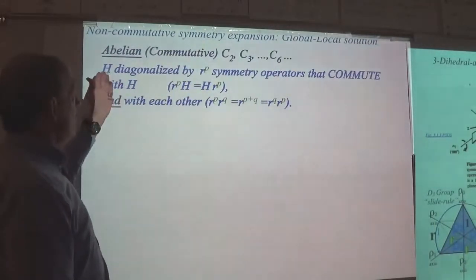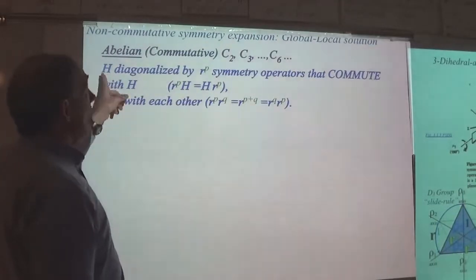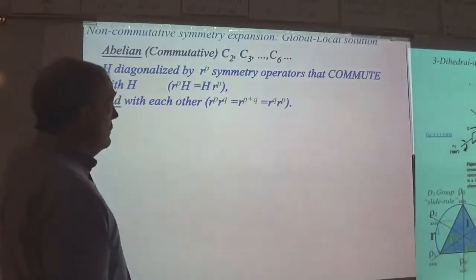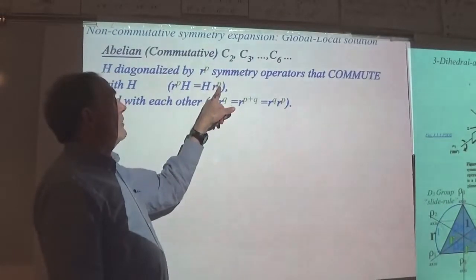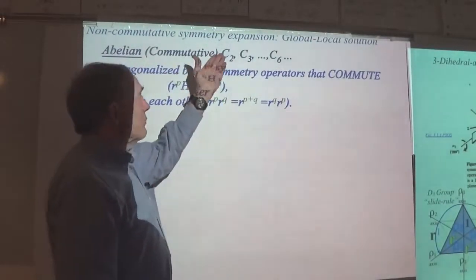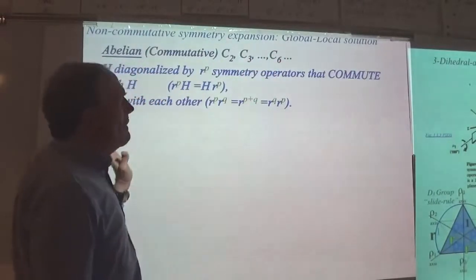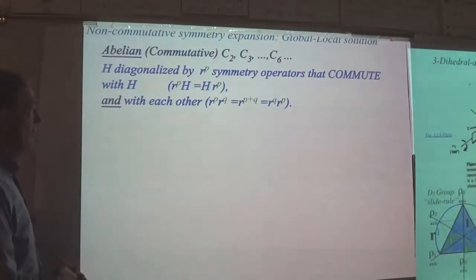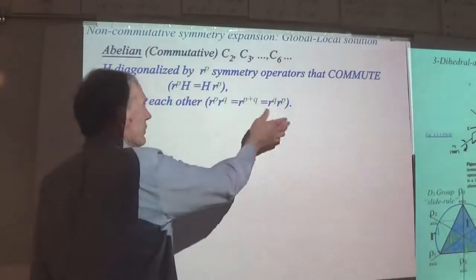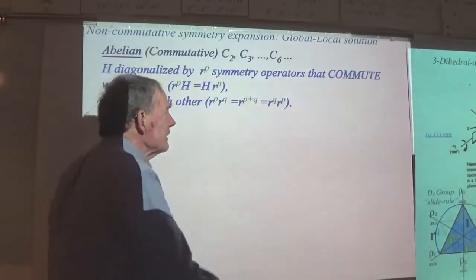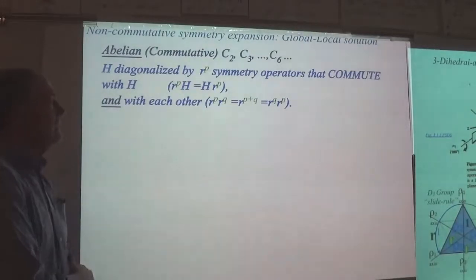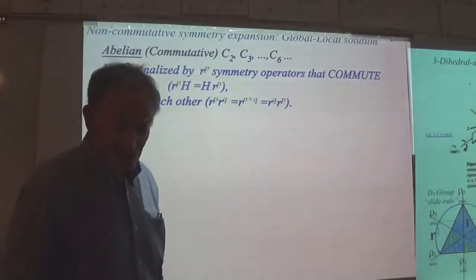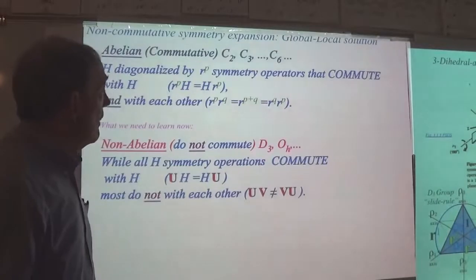Because here's the situation. We found a way to write a Hamiltonian as a linear combination of, in the case of the cyclic groups, R to some power. So this is really just Fourier analysis, and commutativity is not an issue. They always commute with each other because the exponents add, and addition is a commutative operation. Okay? But this is not the case for the groups that we're about to embark on right now.